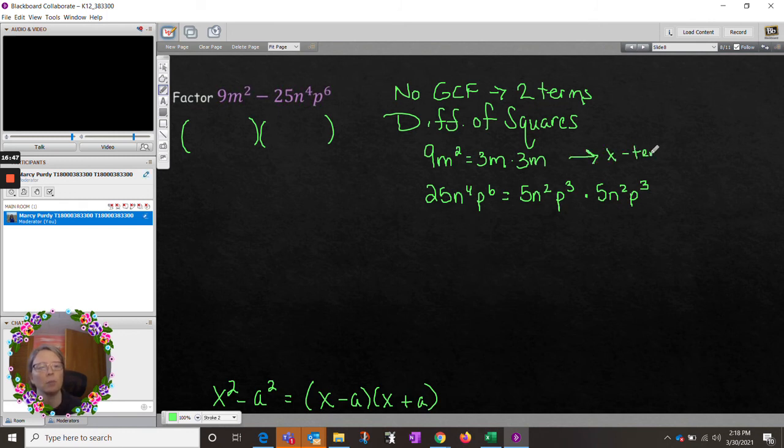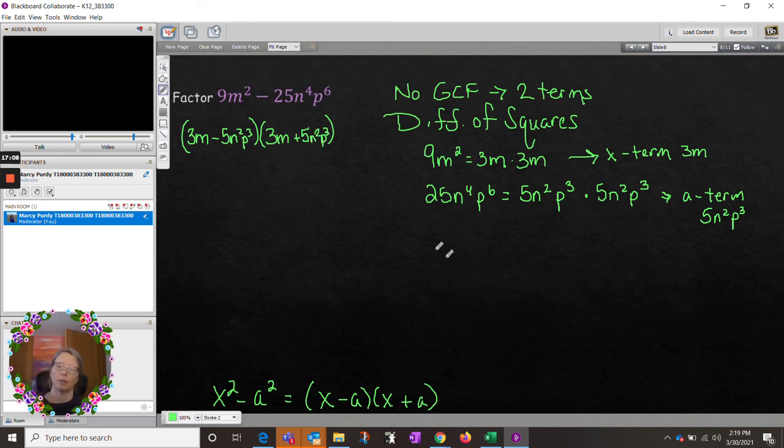Our x term is the 3m, and our a term is 5n squared p to the 3rd. So our answer is 3m minus 5n squared p to the 3rd, and 3m plus 5n squared p to the 3rd. All right, so for the next one, again, that's our answer.